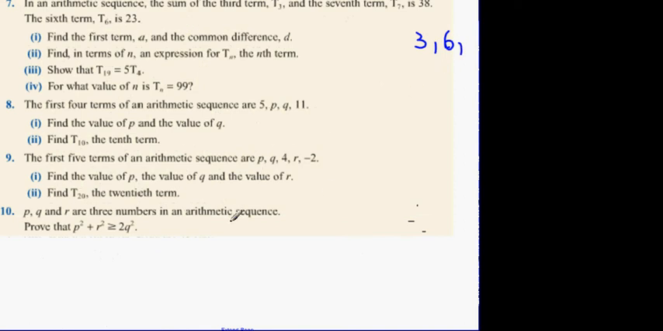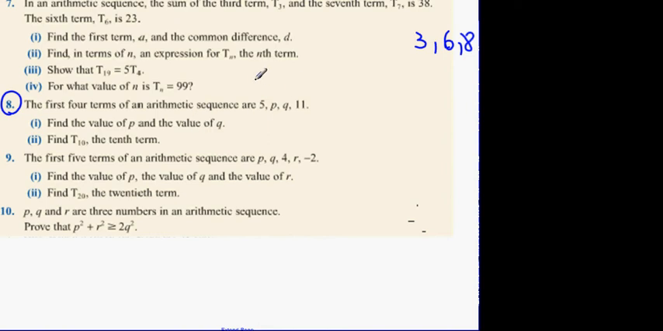Now we're going on to, I suppose, question 8. Okay. So, question 8. The first 4 terms of an arithmetic series are 5, p, q and 11. Find the value of p and the value of q.